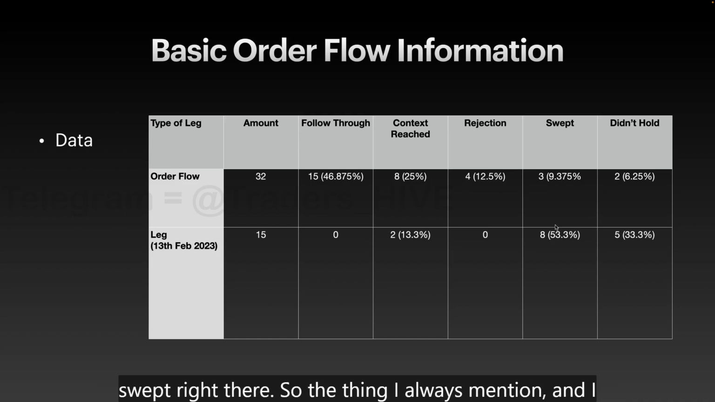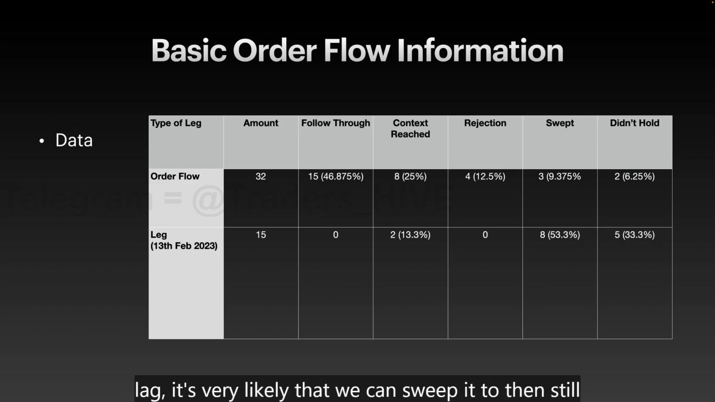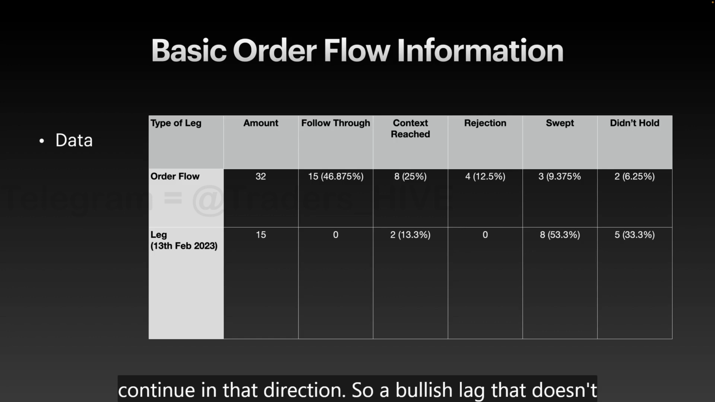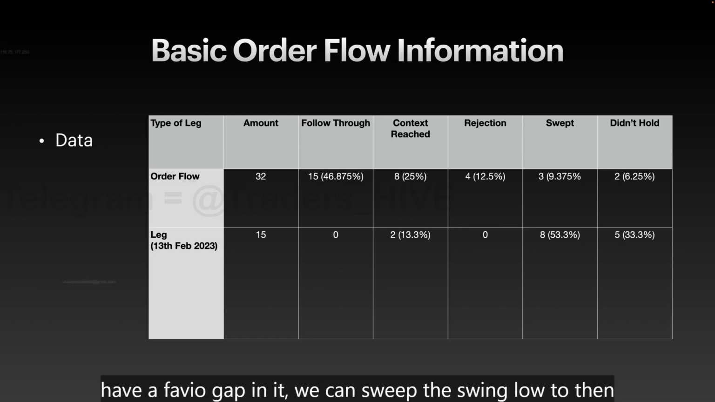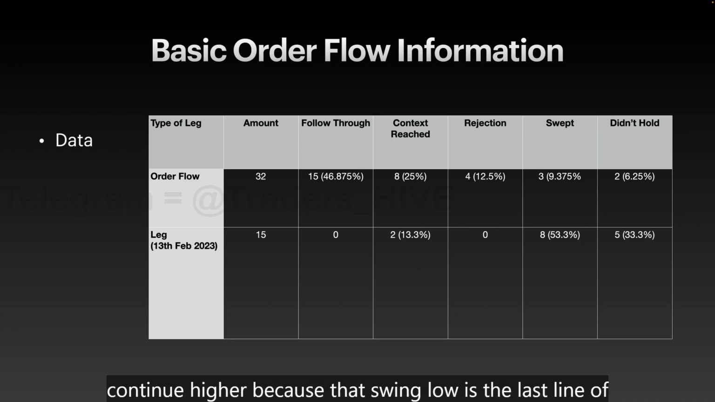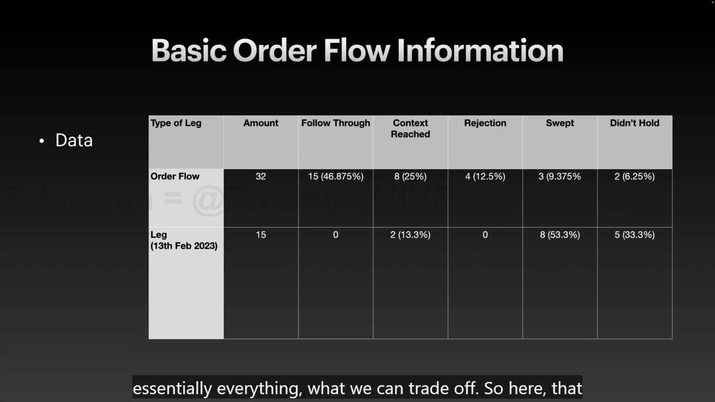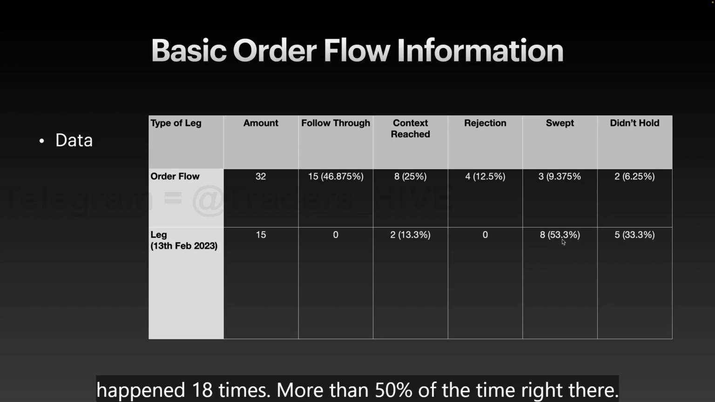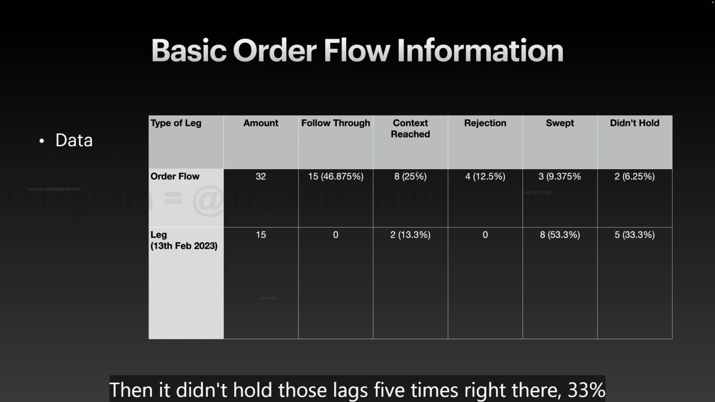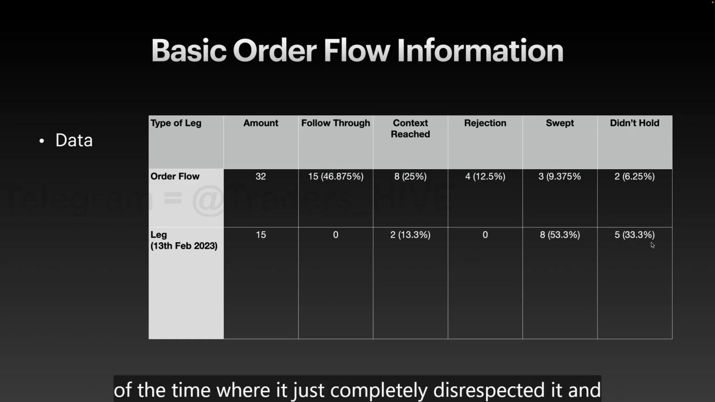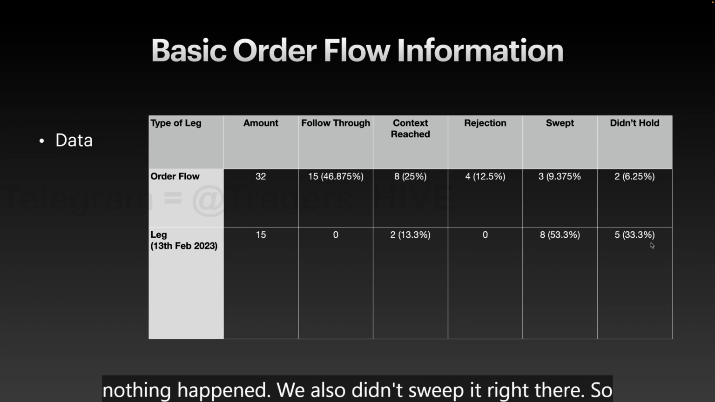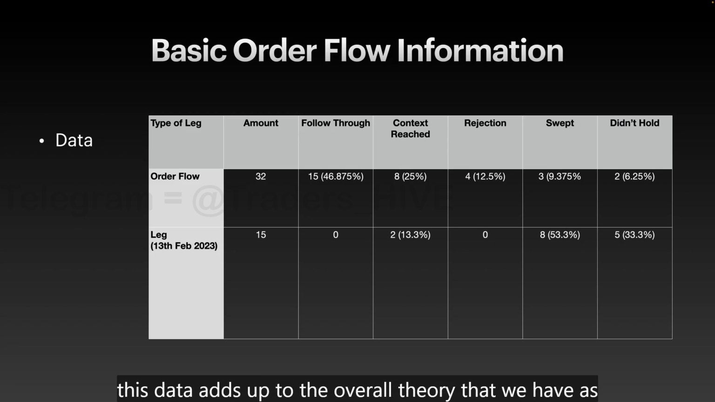Then swept right there. So the thing I always mention, and I mention quite often, if we don't have a fair value gap in a lag, it's very likely that we can sweep it to then still continue in a direction. So a bullish lag that doesn't have a fair value gap in it, we can sweep the swing low to then continue higher, because that swing low is the last line of defense. It's also the first line of defense. It's essentially everything we can trade off. So here, that happened 8 times, more than 50% of the time. Then it didn't hold those lags 5 times, 33% of the time, where it just completely disrespected it and nothing happened. We also didn't sweep it. So this data adds up to the overall theory that we have as well.